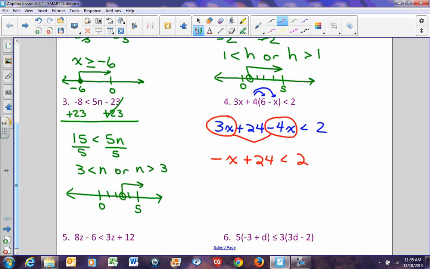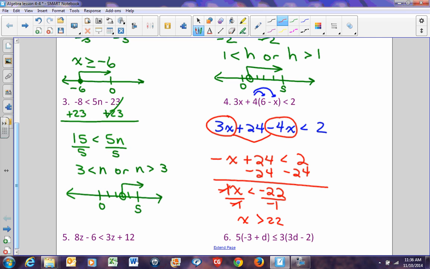Now I can get rid of any addition or subtraction, which in this case is 24. So I will subtract 24 from both sides of the inequality. And I get negative x is less than negative 22. But I do not want to know what negative x is equal to. I need to know what positive x is equal to. So I will divide by negative 1, because that will give me a positive x, because this is the same thing as saying negative 1x here. Negative 1 divided by negative 1 is positive 1x. But since I divided by a negative number, I must reverse my inequality symbol. And negative 22 divided by negative 1 is positive 22. So x is greater than 22.